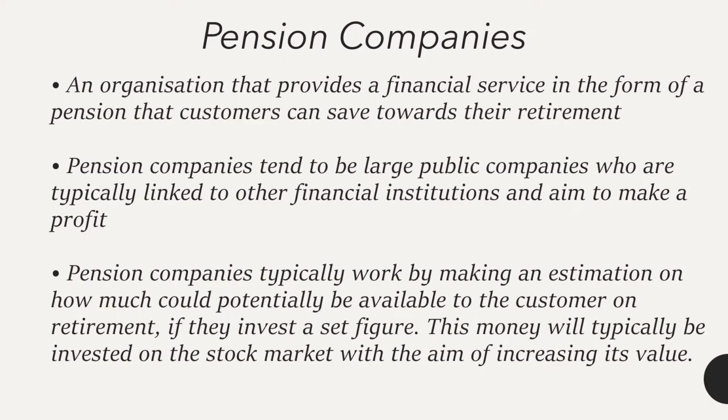And now we look at pension companies, which is another type of financial institution. A pension company is an organization that provides a financial service in the form of a pension that customers can save towards their retirement. Pension companies tend to be large public companies who are typically linked to other financial institutions with the aim to make a profit.